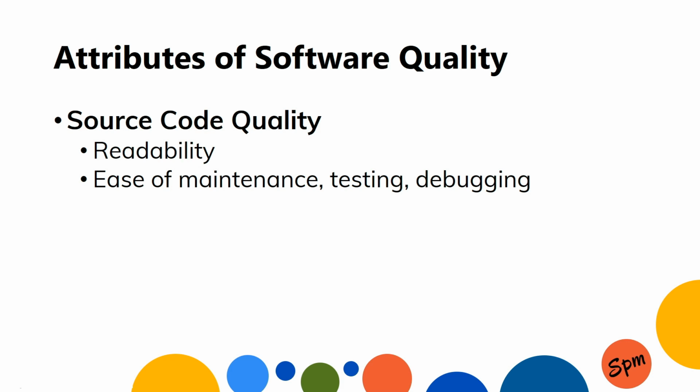The second thing is ease of maintenance, testing and debugging. It means our code should be written in such a way that it should be easy to maintain and change the code. It should be easy enough to understand and test, and it should be easy enough to debug errors.